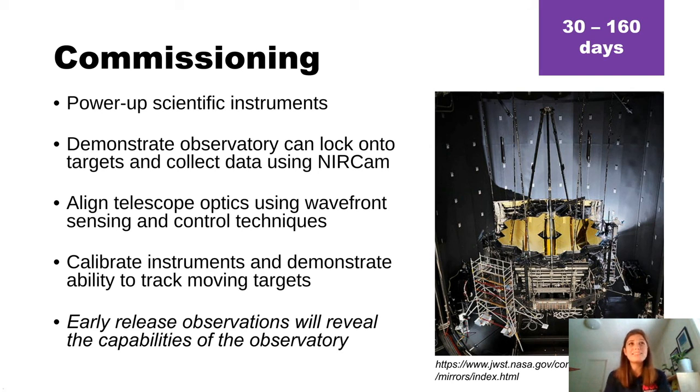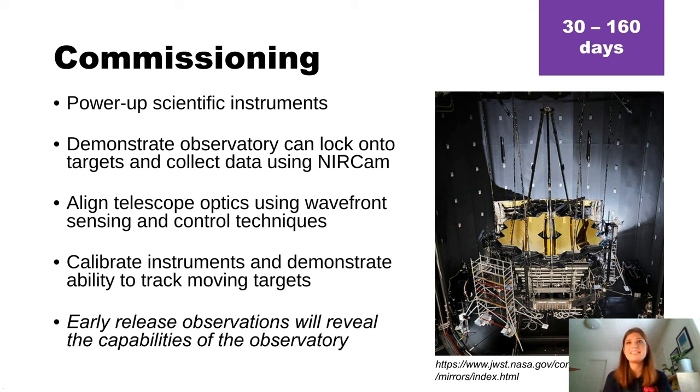And this alignment happens down to picometer precision. That's 1/10,000th of a human hair in width. That's how precise these adjustments are. So this whole process is incredible. It's incredible that they were able to figure this out and put this together, and you can read more about it on the JWST website. It's one of my favorite parts of Webb. It's so fascinating. And then next, finally, the instruments are calibrated and the ability to track moving targets is demonstrated.